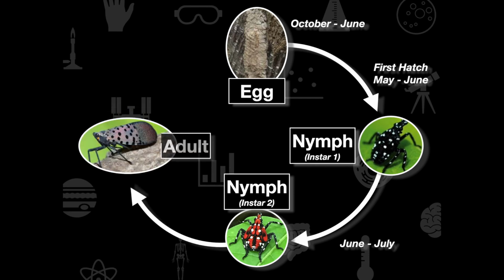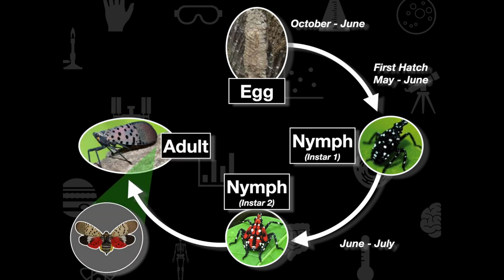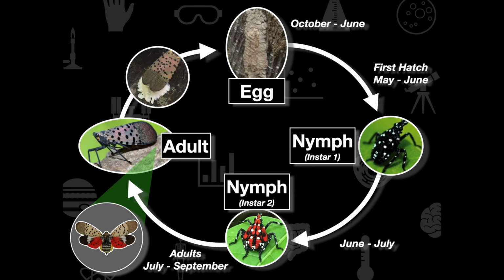Now, from this instar 2, we're going to see the full-blown adult lanternfly, where the wings fully develop. And this adult, remember, this is a pattern. It's going to develop from July to September, and then it's going to lay its eggs from October until December. And we're going to see this pattern occur again. So this is the incomplete metamorphosis of the lanternfly, and we can see these very distinct stages here.